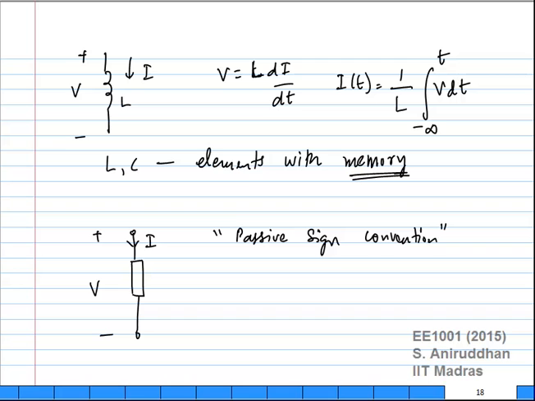Finally, I also pointed out that for the V to I relationship for an element, we assumed, remember this is just a convention, that the current through any two terminal element flows from the terminal with higher voltage to the terminal with lower voltage inside the element. This is what is called the passive sign convention. In today's class we'll see why that is, and we'll see a little bit more about this.